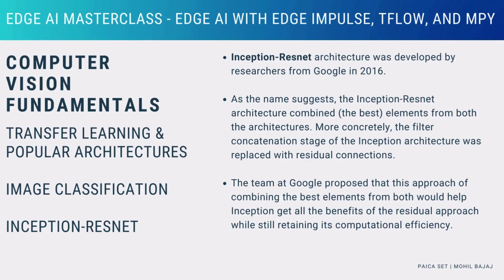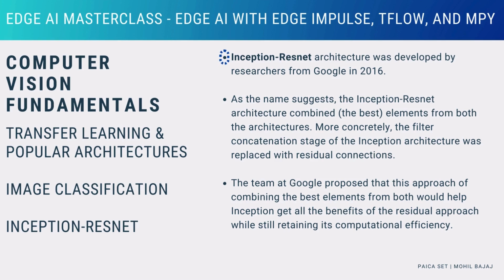In this video, we will be diving into one of the more sophisticated image classification architectures known as the Inception-ResNet architecture. We will explore what it is, its design architecture, some of the ideas proposed by the team, and how it compares to the Inception architecture. So let's get started.